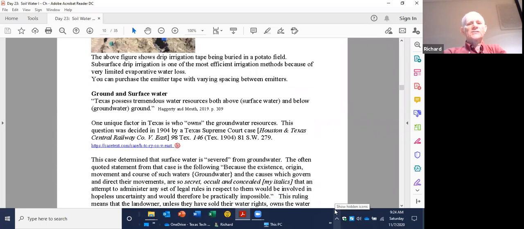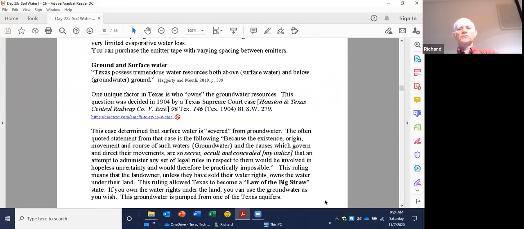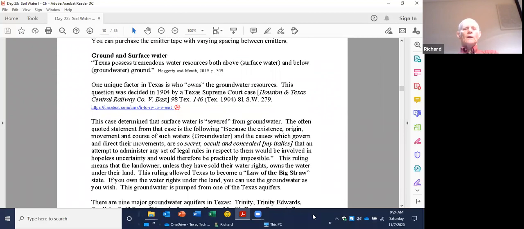Your textbook says that Texas possesses tremendous water resources, both aboveground surface water and belowground groundwater. One unique factor in Texas is who owns the water. This question was decided by a Texas Supreme Court case in 1904, Houston and Texas Central Railroad Company versus East. And I've given you a citation of how to look that up.